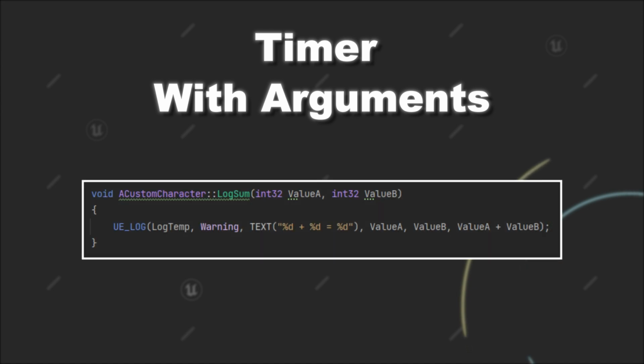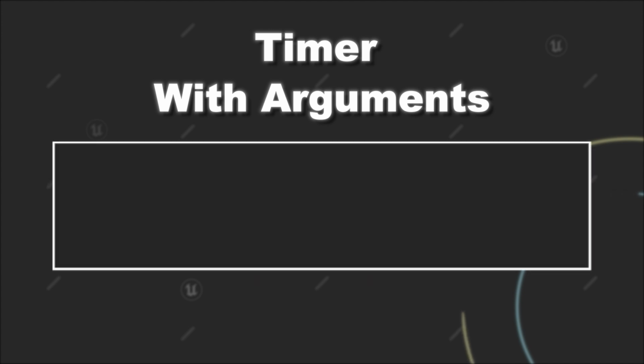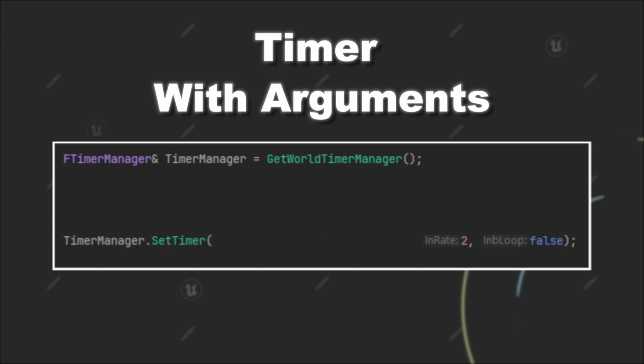First, I have created a small function that logs the sum of two values to the console, and the plan is that we can create a timer to do that with a delay. Obviously, the first step is again that we have to get a reference to the timer manager. Then we can also call SetTimer again and pass in an FTimerHandle instance to this function call.